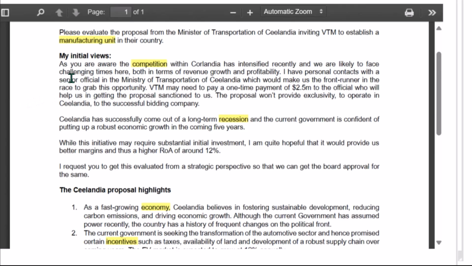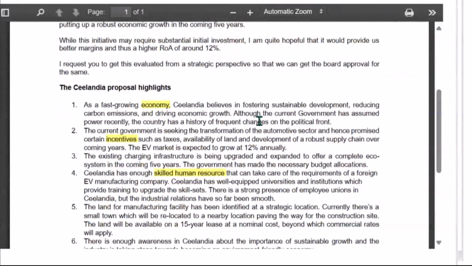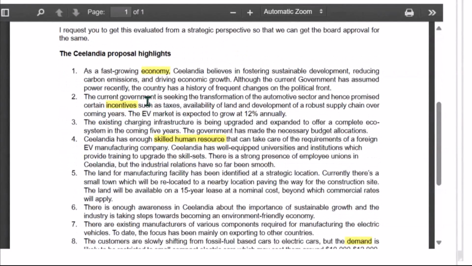Now, when we open that particular exhibit, we're told quite a lot about this proposal to expand into a new country. We're told it's a manufacturing unit, we're told something about the competition, we're told about the economy of that new country. It's a recession, we're told about incentives the government is offering, and we're told about the human resources available, amongst lots of other things. Now, that's all, of course, very useful information, and we need to store it in the back of our minds.